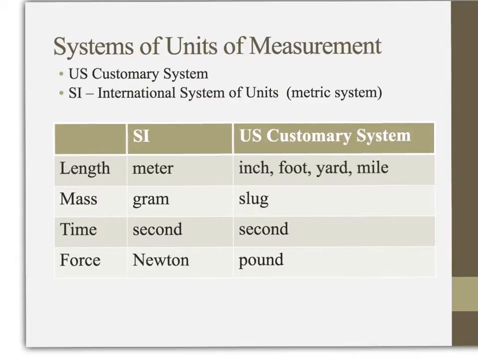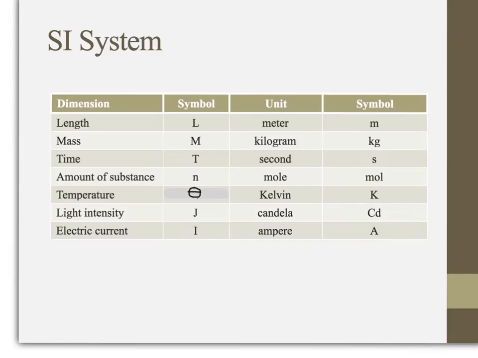The four basic dimensions and the corresponding units in both systems are shown here: the length, mass, time, and force. The SI system was founded on 7 base units for 7 dimensions that are assumed to be mutually independent. So these 7 units here. And all other quantities, which are called derived dimensions, are defined in terms of these 7 base units.